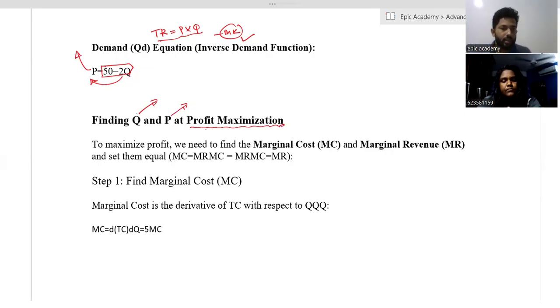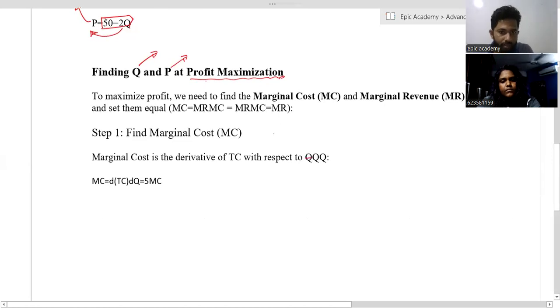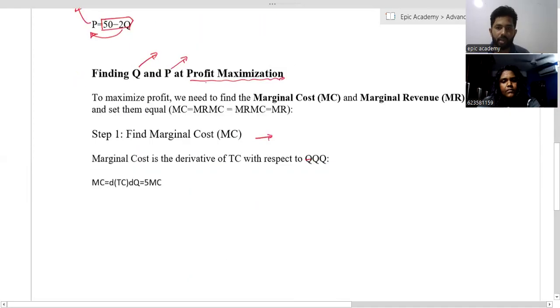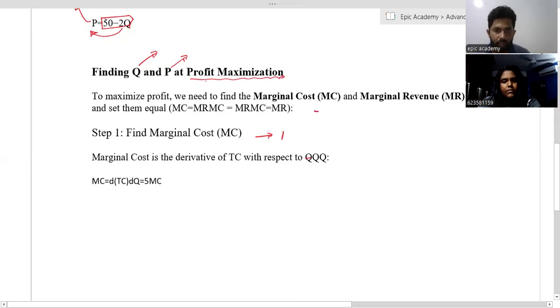Okay, right. To find out the marginal cost, there must be a derivative activity for the total cost curve. We already have that TC equals 100 plus 5Q. This is the equation. We have to get the derivative of this total cost curve. If you derive this total cost curve, it becomes the marginal cost curve. Okay, derivative.